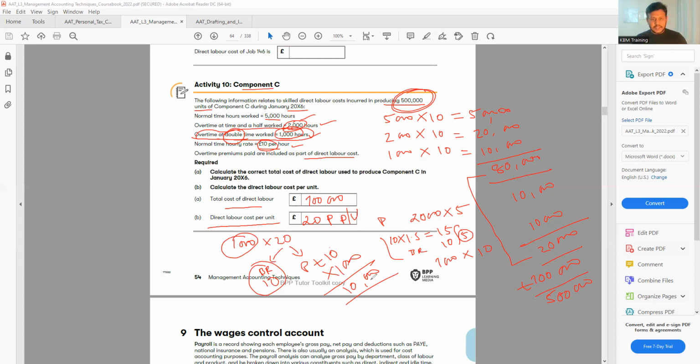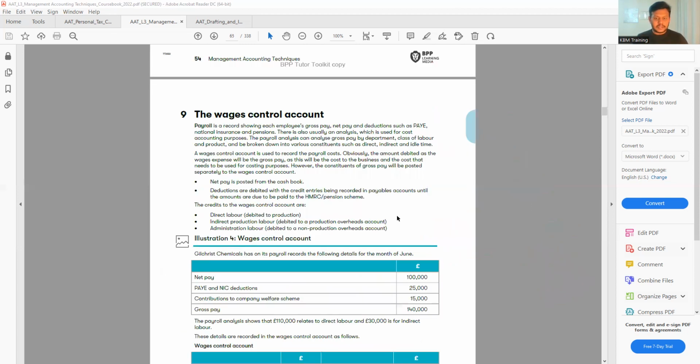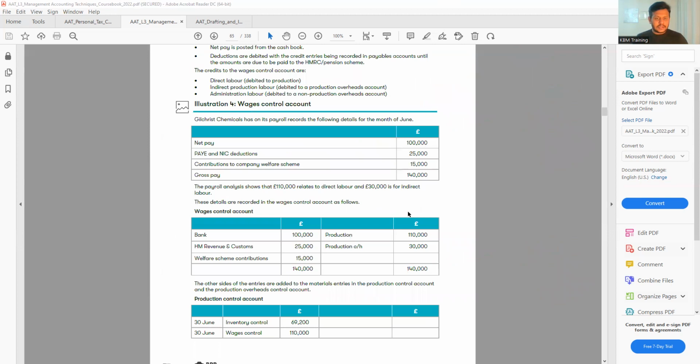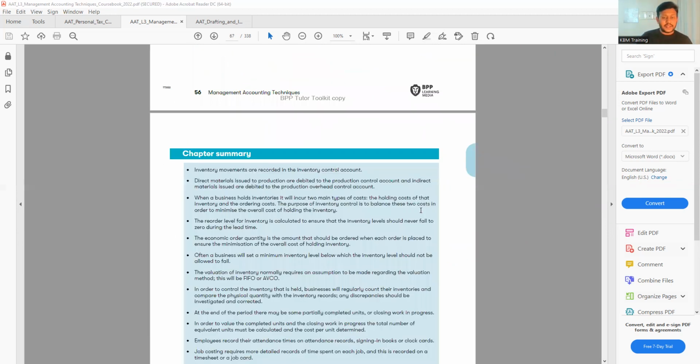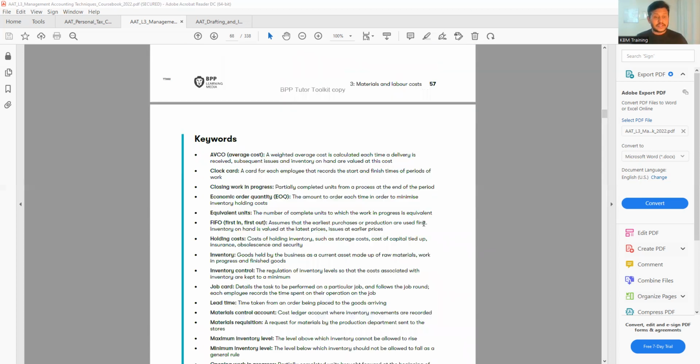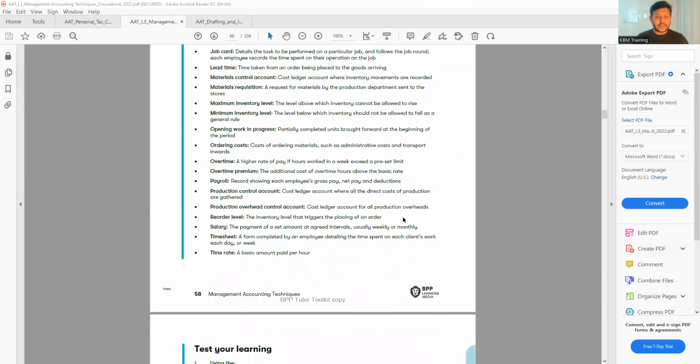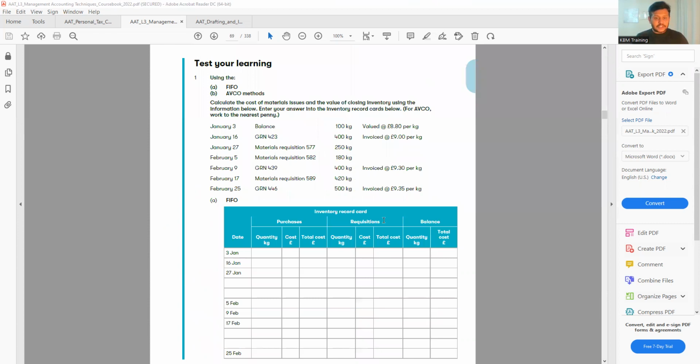All right, let's move on to the next one then. The next one we have here is the wages control account. This is not very common. It is for your level 2, so you can revise it if you want, but it will not come in the exam. Okay, this is the end of the chapter.